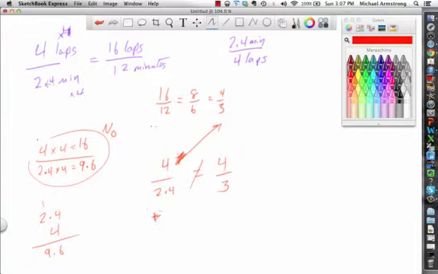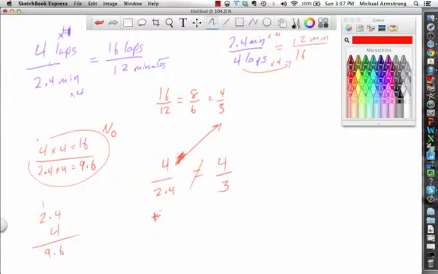We could also use cross products. What if we use it their way? 2.4 minutes over 4 laps is the same as 12 minutes over 16 laps. And it's the same thing, but we just multiply on the bottom. Times 4 to get 16, and 2.4 times 4. Oh, I'm writing another x, not a 4. Let me do a better job. Times 4. We know that's not 12, it's 9.6. We already did that work.